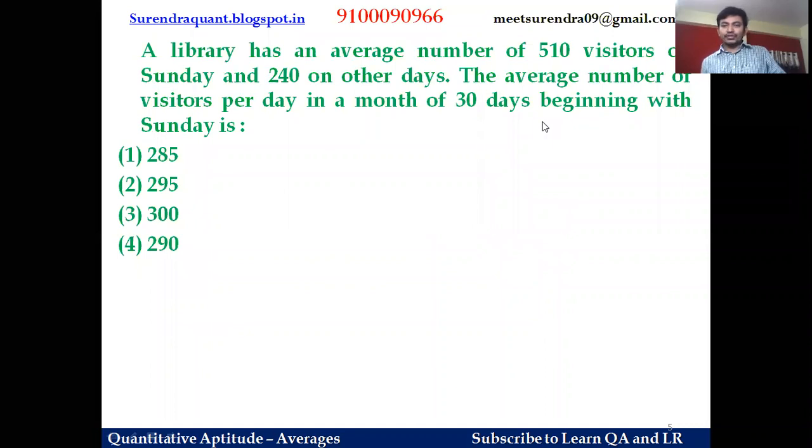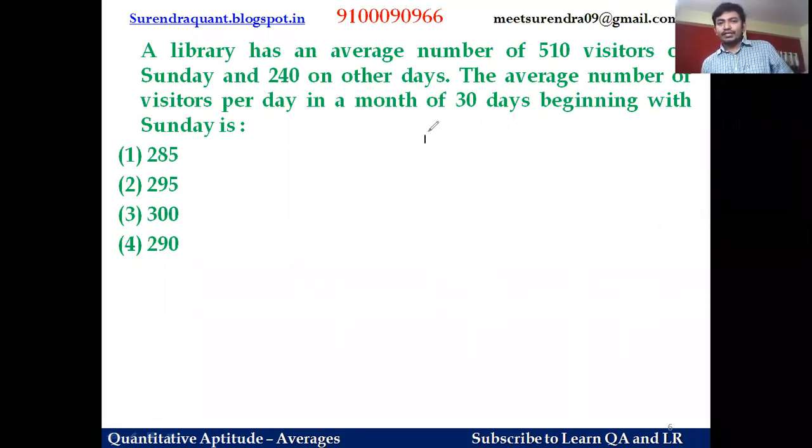Yeah, it's a very good question. A library has an average number of 510 visitors on Sunday and 240 on other days. The average number of visitors per day in a month of 30 days beginning with Sunday is what? Friends, you need to observe, if a month has 30 days and begins with a Sunday, how many Sundays will the month have? That is the first thing you need to worry about.